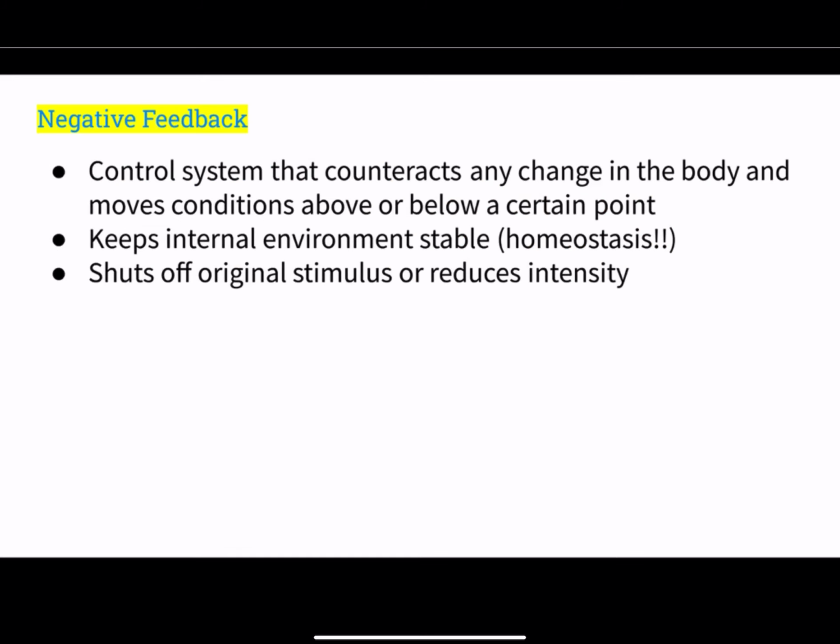So the first type, we have positive and negative feedback loops. We're going to talk about negative feedback loops. Okay, negative feedback loops are control systems that counteract any change in the body that moves conditions either above or below a certain point. So they don't want that point to change. This is going to keep your internal environment stable. Again, we're talking about homeostasis, and it's going to shut off the original stimulus. So that's why we consider it negative.